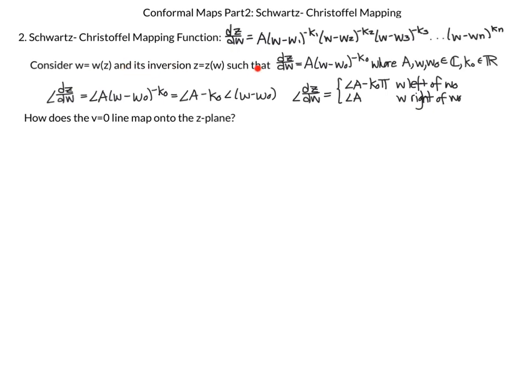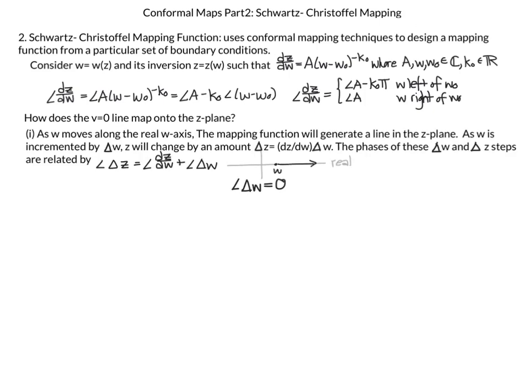I've summarized these points here. We have the first part of our Schwartz-Christoffel mapping, and then we have the phase of dz dw, which we have simplified to the phase of A minus k naught pi when W is to the left of W naught, and the phase of A when W is to the right of W naught. So now we're ready to look at this question: how does the V equals 0 line map onto the z plane? As W moves along the real axis, the mapping function will generate a line in the z plane.